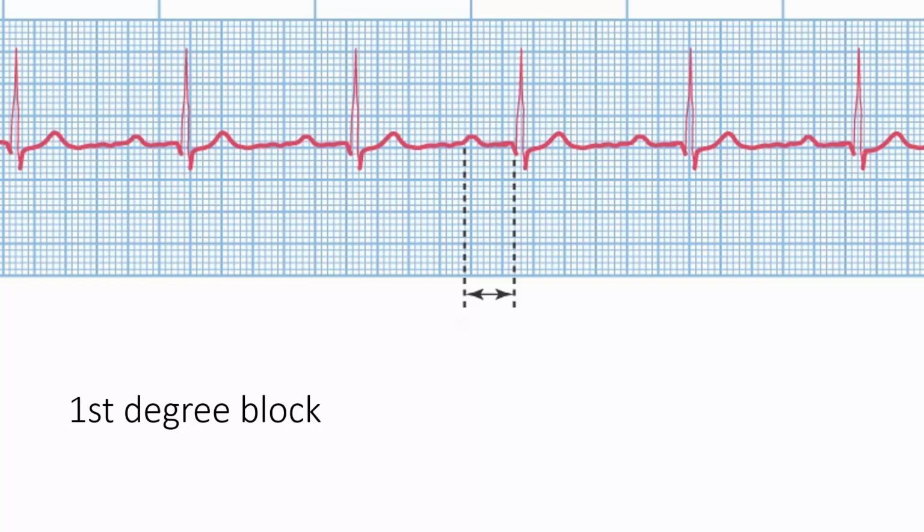Things that are very prone to cause a first degree block are your beta blockers, your calcium channel blockers, and also DIG. And then again, it just could occur. Some people it just happens. There's not really a reason for it. Or they could have underlying cardiac disease, such as coronary artery disease, or they could have myocardial infarction, or they could have just had myocarditis.